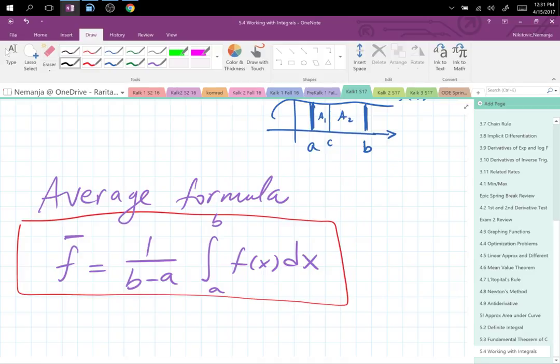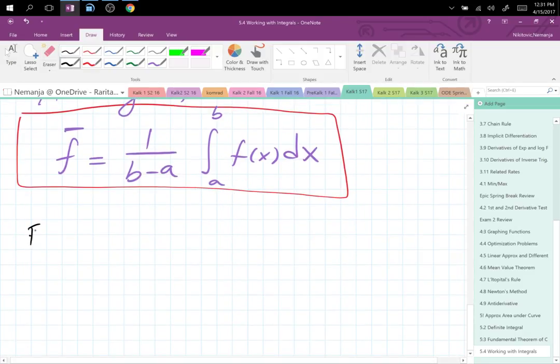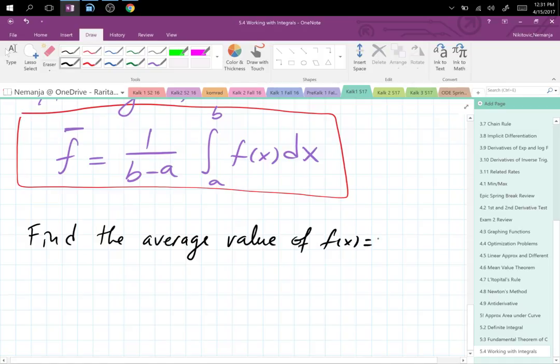So let's compute the problem. Find the average value of f of x equals e to the 2x on 0 to ln 2. So plug it in and see what happens.